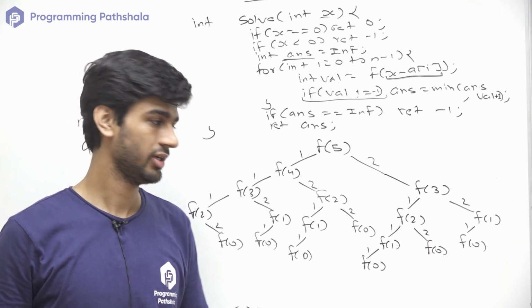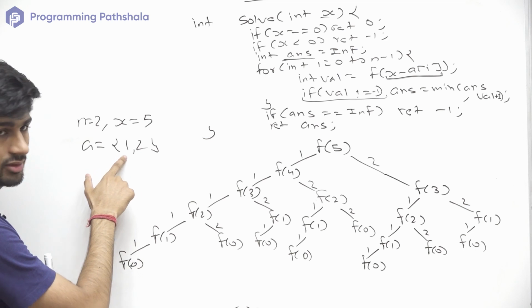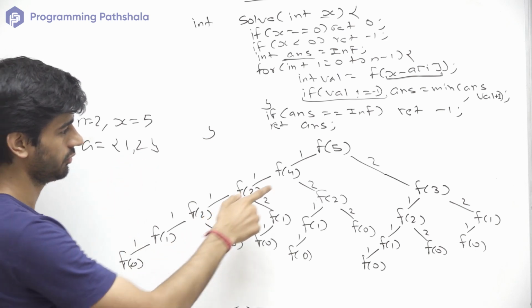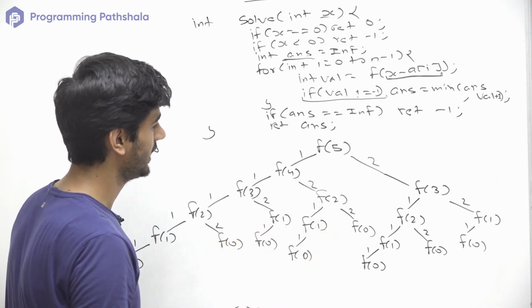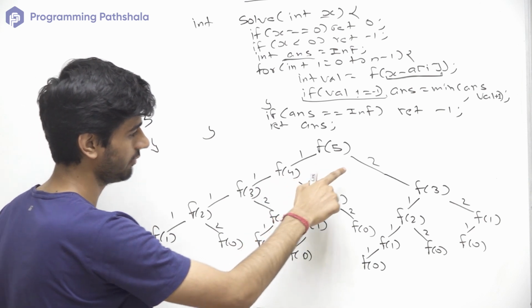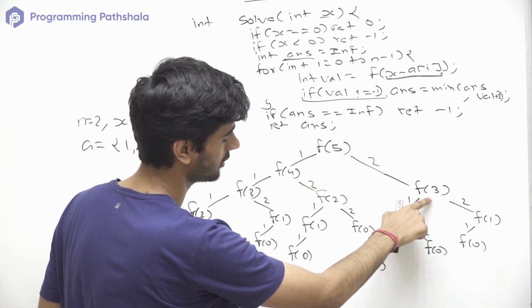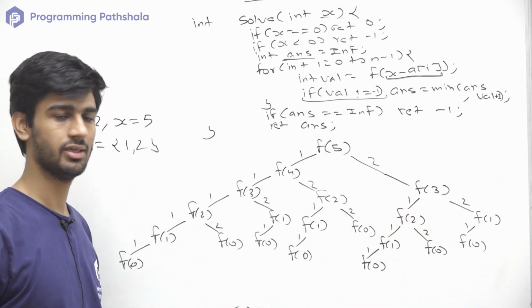So I have drawn a recursive tree for x equals 5, n equals 2, and values of coins 1 and 2. So we want to find out the minimum number of coins that will be required to get a sum of 5, right? In that case, if we pick a coin with value 1, then we'll call f of 4. And if we pick a coin with value 2, in that case, we'll call f of 3. And so on, this tree will be generated, right?